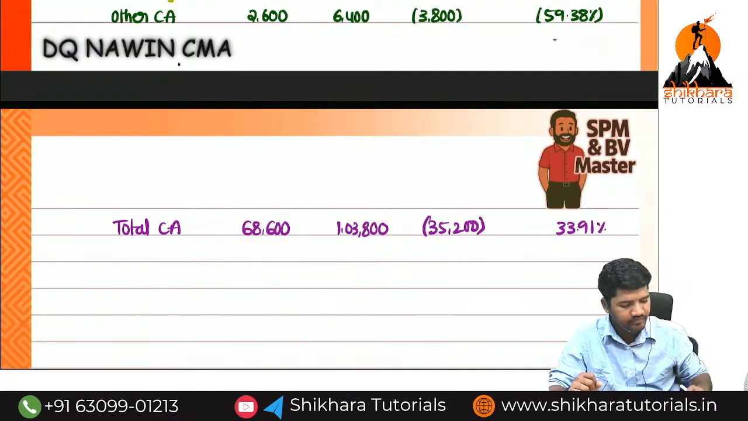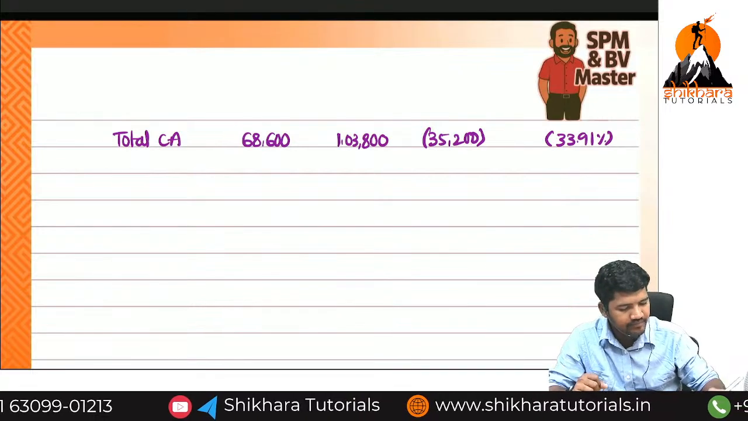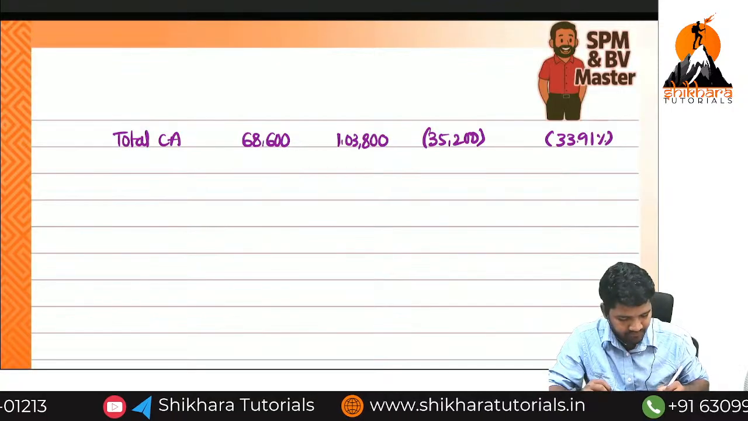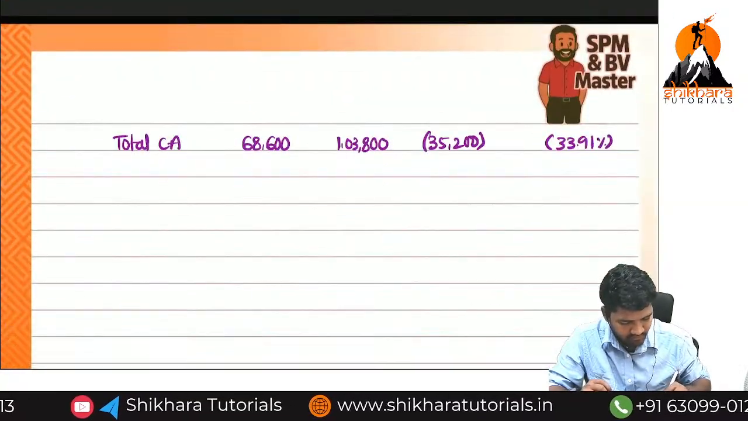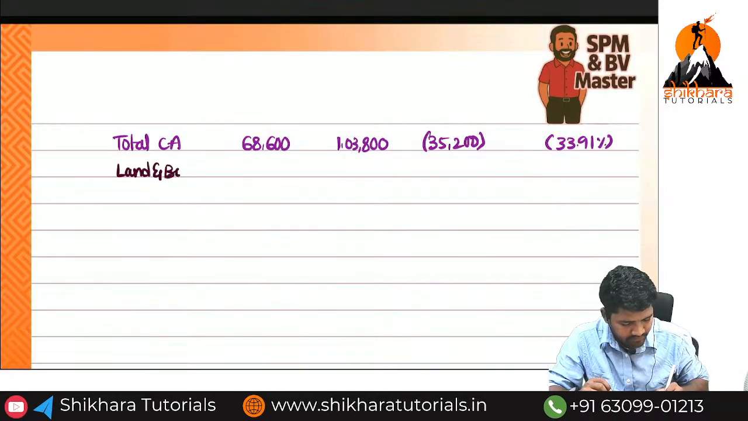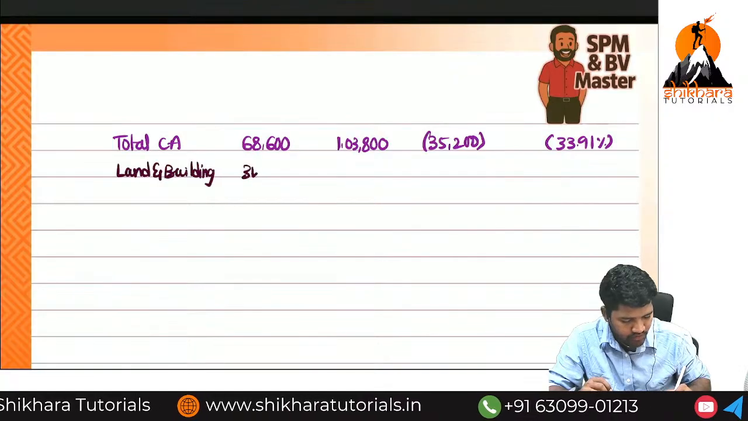33.91%. What is the next element? So fixed assets. Land and building. Please tell me the current amount. 34,000.